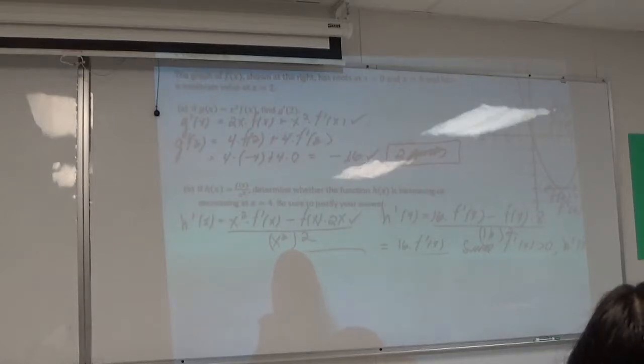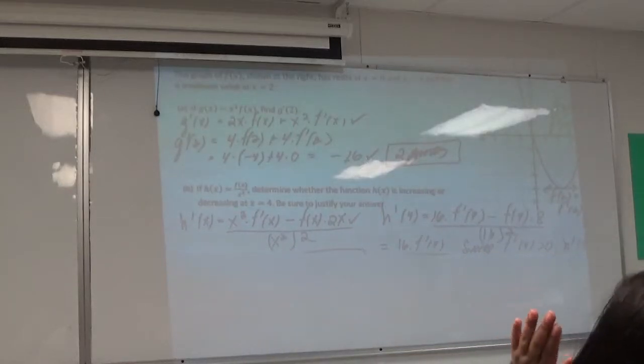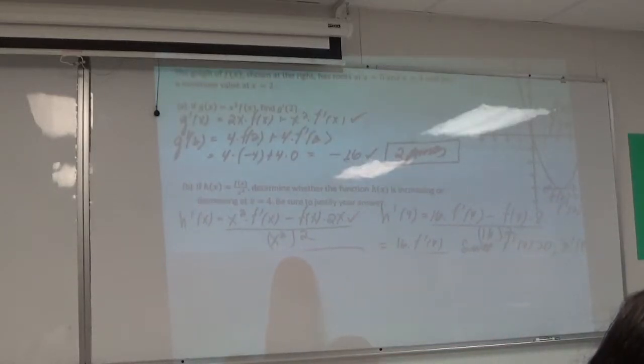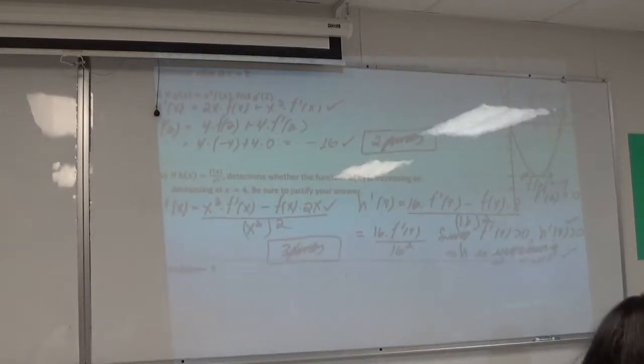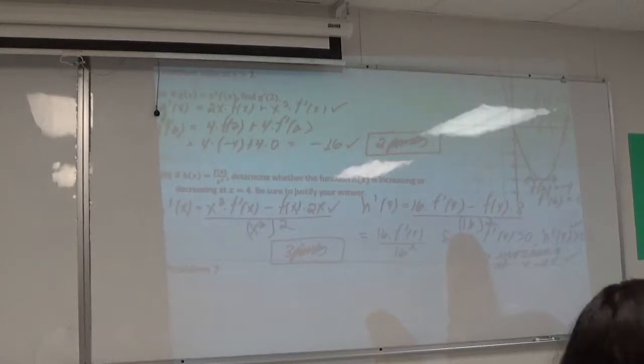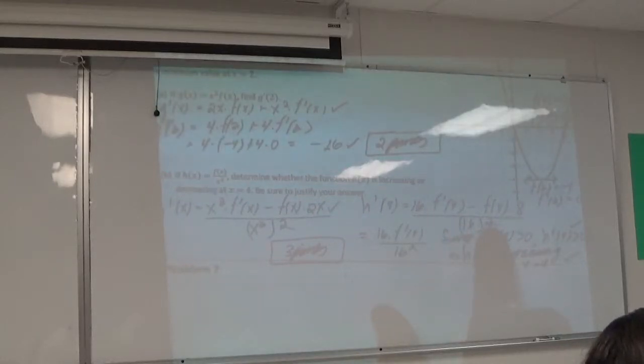Okay, that would get you the first point if you found the derivative correctly. How many guys get that first point? Okay, we're in a pretty good place. Now I'm going to find the derivative at 4, just like we did before. Everywhere there's an x, plug in 4. 16 times f prime of 4 minus f of 4 times 8 over 16 squared.